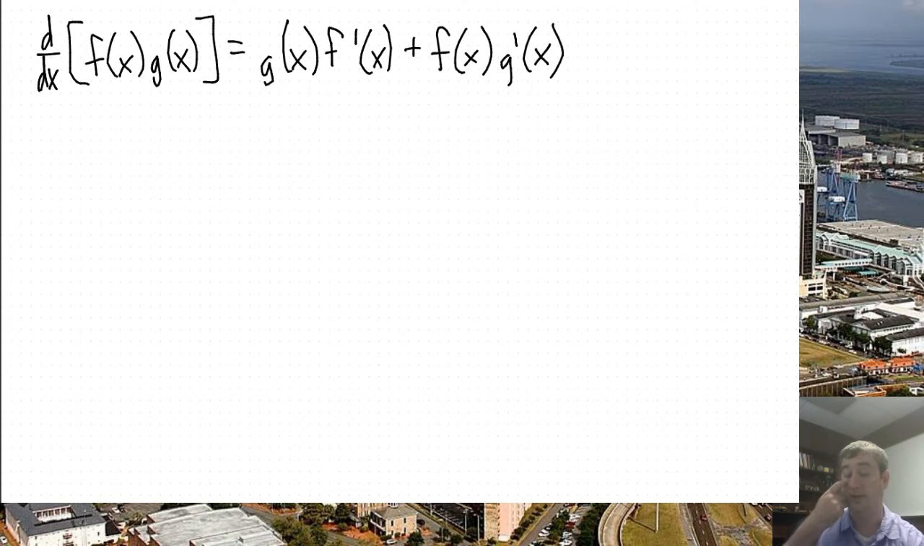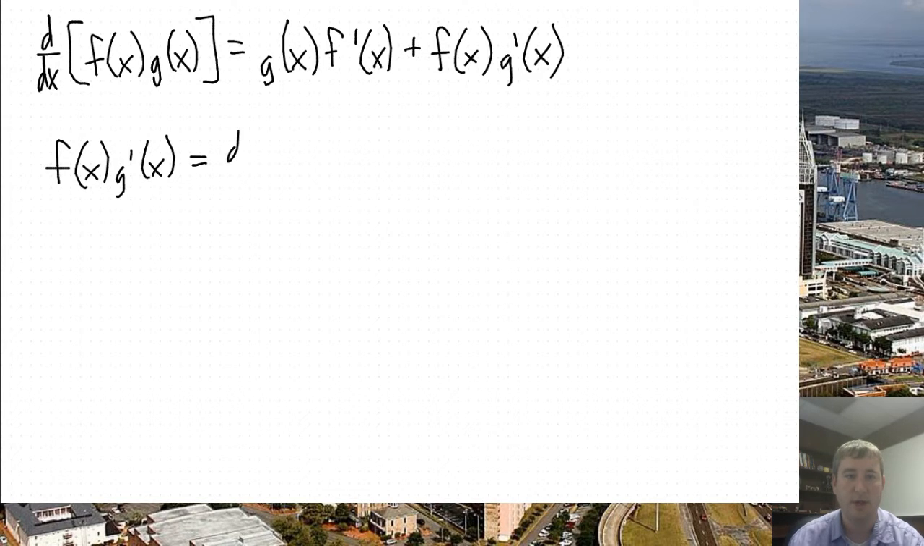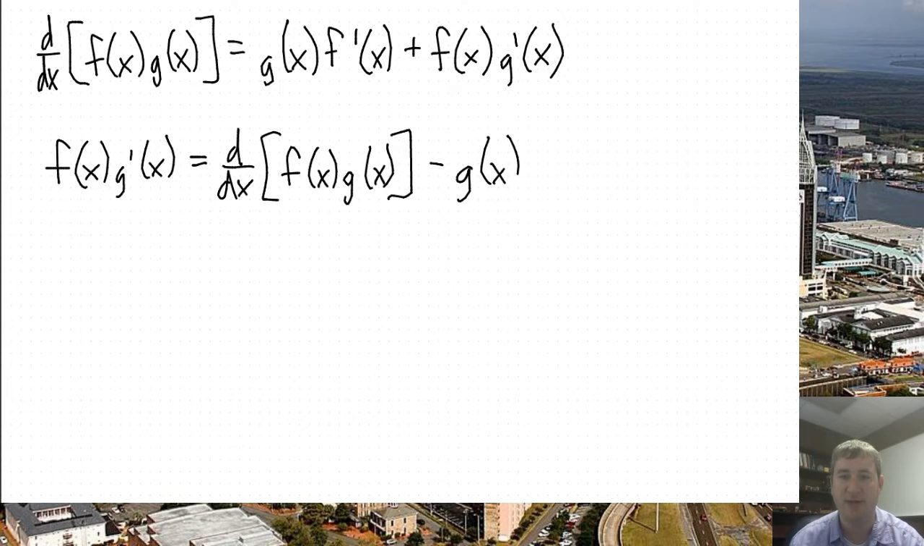And what I'd like to do here is change the order a bit. So let's take the f of x g prime of x on the right, and we'll subtract the other part to the other side. So on the other side, we'll have the derivative of f times g minus the other half of the product rule, g of x f prime of x. Now, just like I did for substitution, I'll throw an integral on both sides. In fact, I'll write it across everything.